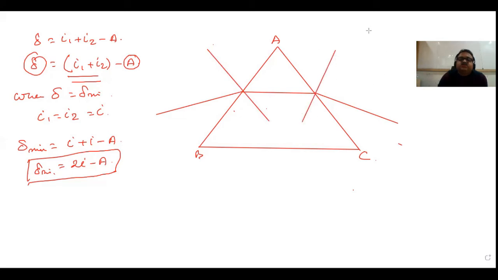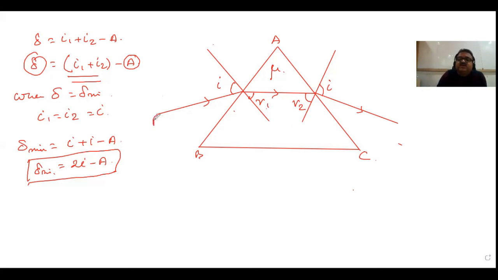Now, it is quite clear from this lecture that I1, if deviation is minimum, this is also I, because angle of incidence equals angle of emergence. Correct? Now let me write this as R1 and this as R2, assuming the material of the prism is mu. Now I'm going to apply Snell's law.